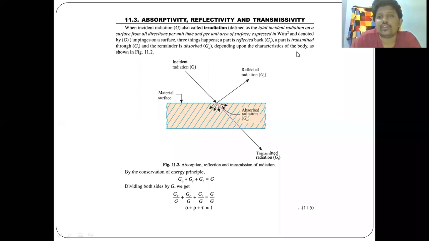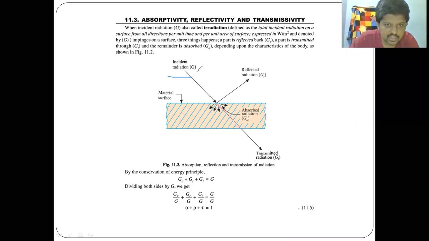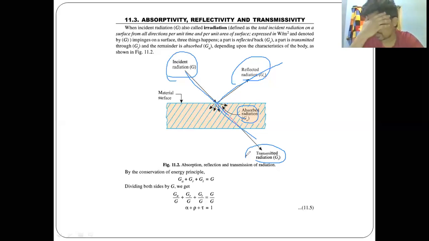Now, as I said, any surface can undergo three things. It can be partially absorbed, it can be reflected, or it can be transmitted. If you see this, here we have an incident radiation G coming on a surface or a material. This radiation can be reflected, denoted by G suffix R, absorbed, which is G suffix A, or transmitted through it, which is G suffix T. These are the three conditions which can happen.